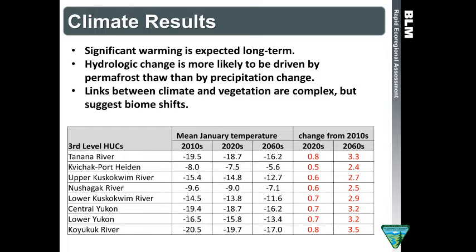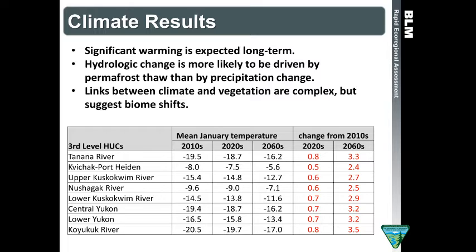So significant warming is expected. Hydrologic change is more likely to be driven by permafrost thaw than by precipitation change. We have lots of results on what's happening with precipitation, and there are changes taking place. But the take-home is that we're quite likely to see some really significant hydrologic change across the REA, but it's going to be more driven by that below-ground thaw, most likely, than by changes in precipitation.